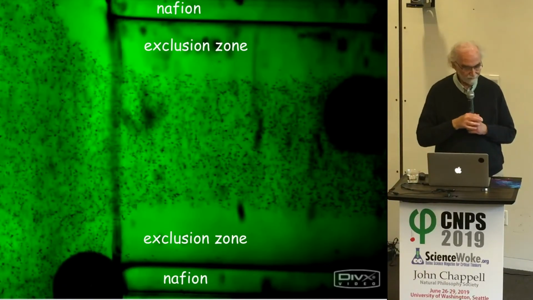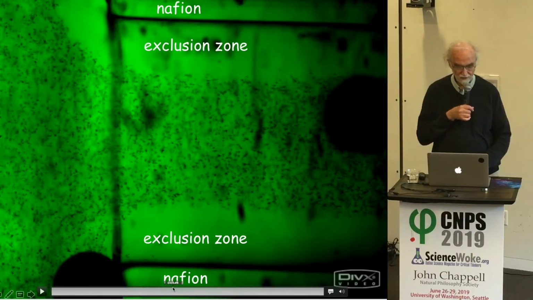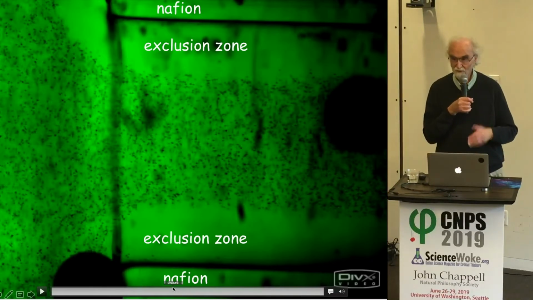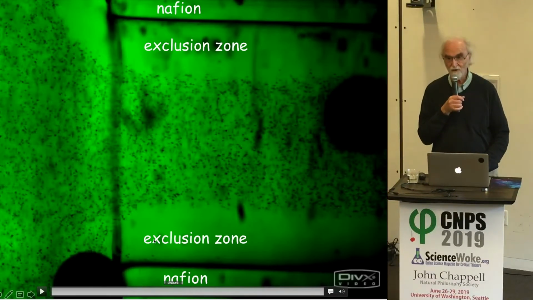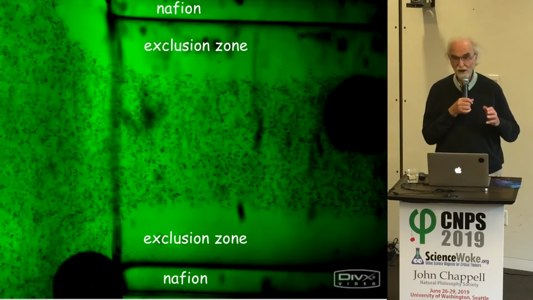Someone said, you used a Nafion tube. Maybe there's something about Nafion tubes, something special or something weird about Nafion tubes. Why don't you try other kinds of tubes? Where do you find small tubes made of hydrophilic materials? You probably can, but we couldn't, so we made our own.